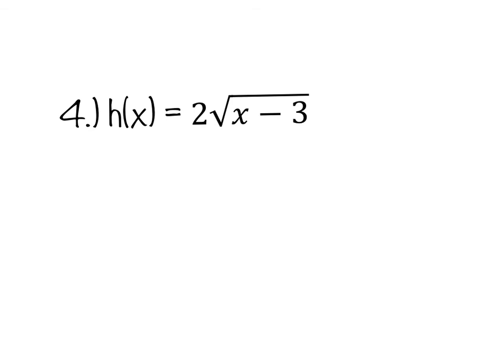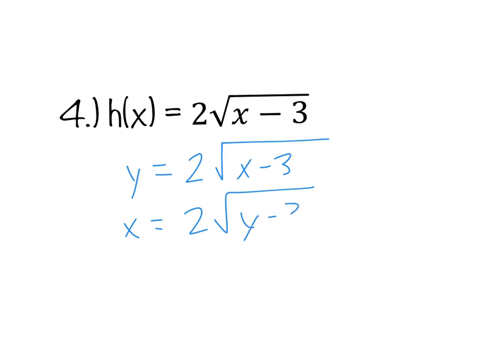So this one again, let's change colors here. We're going to change the function notation to normal notation, y equals 2 radical x minus 3. Flip our x and y, x equals 2 radical y minus 3, and then just solve for y. So first thing I can do is divide the 2 over. Remember, when we're solving these, you have to get the radical by itself, so I'm going to isolate the radical.